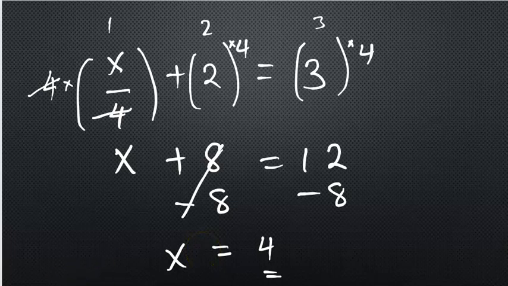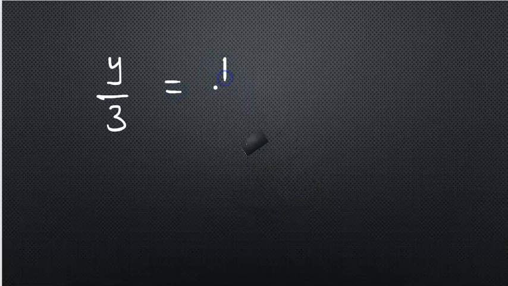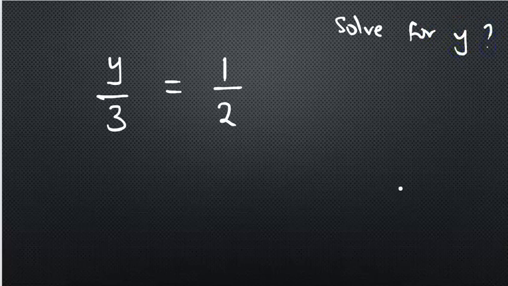Let me do one final example also. Okay, so y divided by 3 is equal to 1 out of 2, and I want to find the value for y. Solve for y. The easiest way to solve such an equation, this is the left hand side and this is the right hand side. Okay, those two sides must be equal.